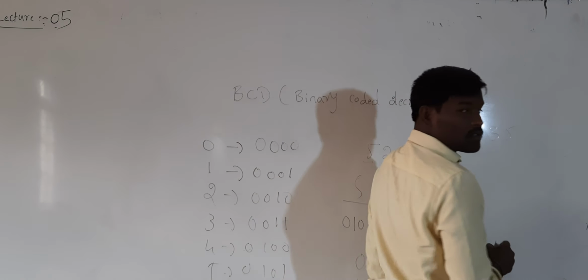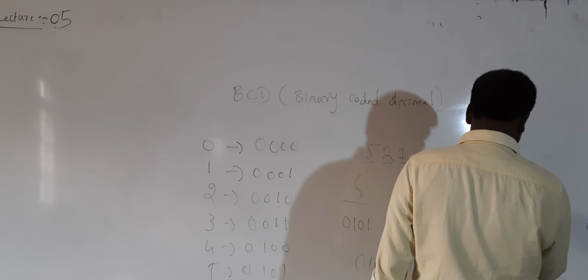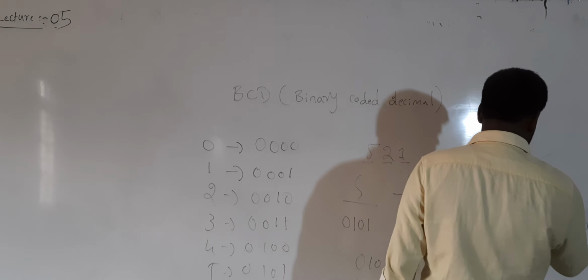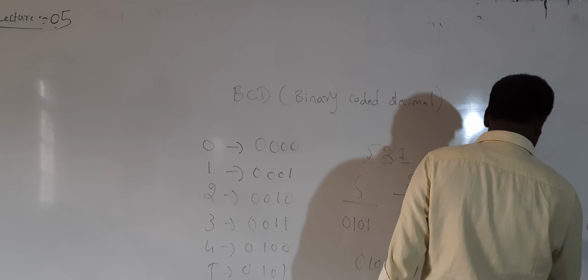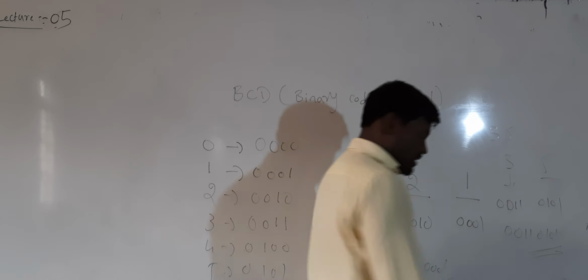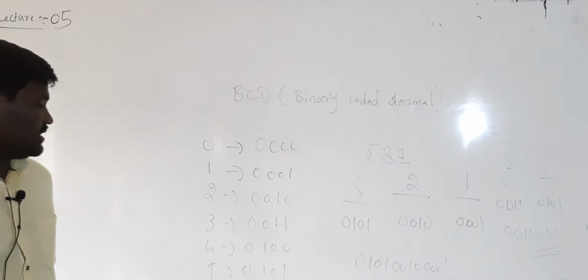In the same way, for 35: first 3, next 5. 3 is 0011, 5 is 0101, so it is 00110101. So you can combine all the values and represent them in the BCD format.